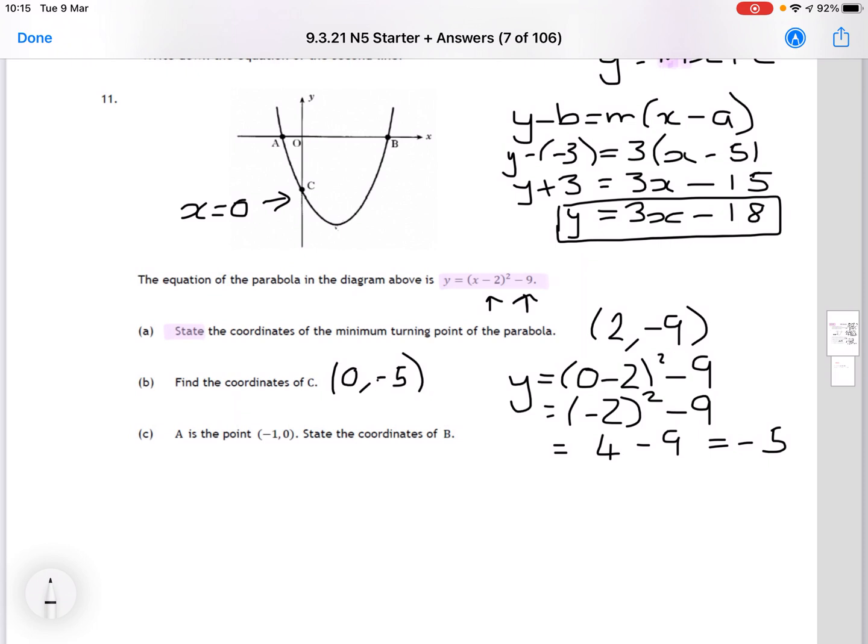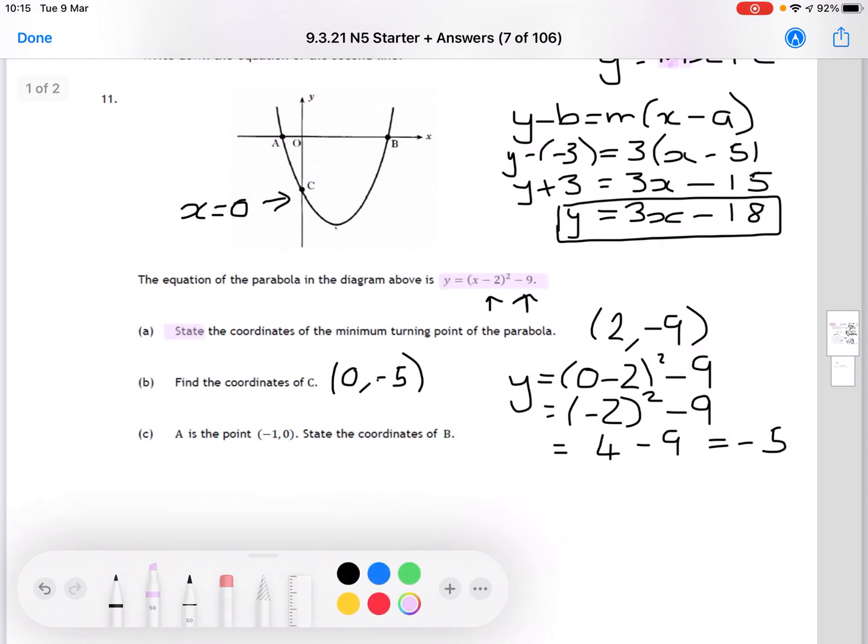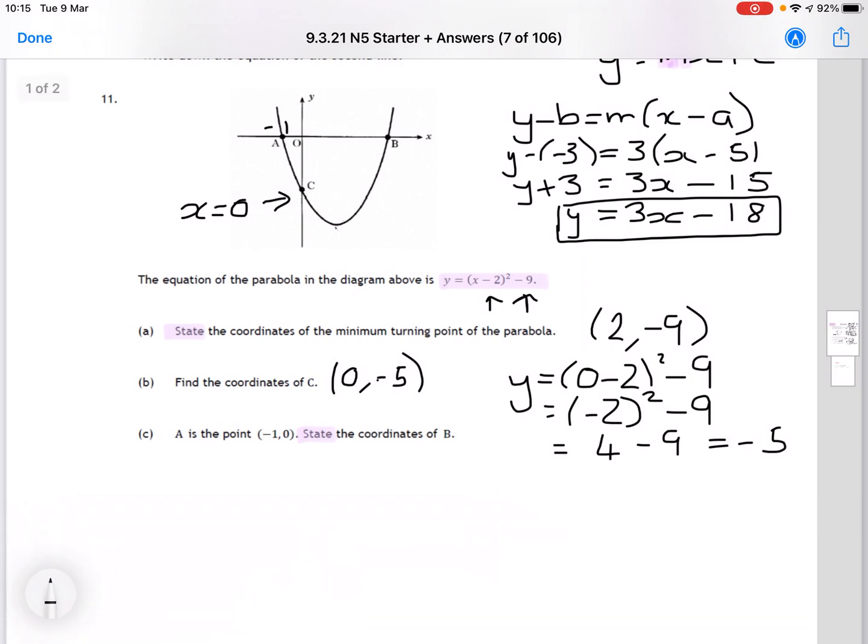The last question here, question C, says that A is the point (-1, 0). State the coordinate of B. So again, it's got that word state in there. It should be something very simple to do. So we know the point A has an x coordinate of minus 1. We know our turning point is (2, -9). So if we take that up to the x-axis, we know that the x coordinate of this is 2.